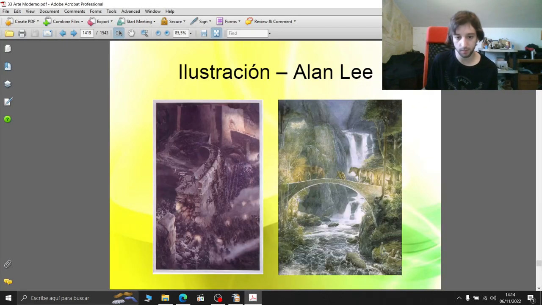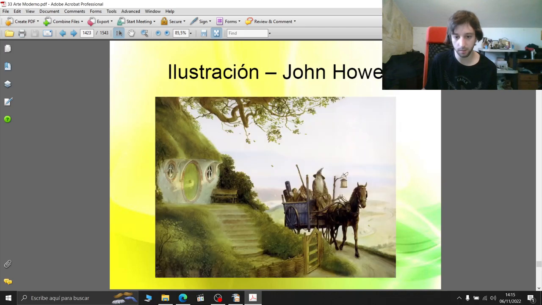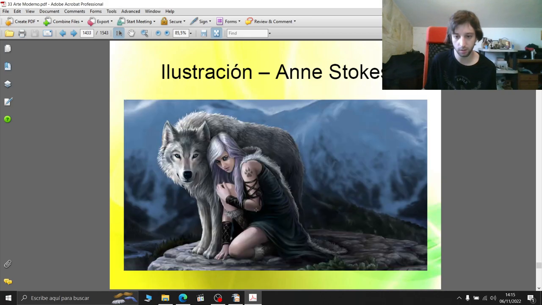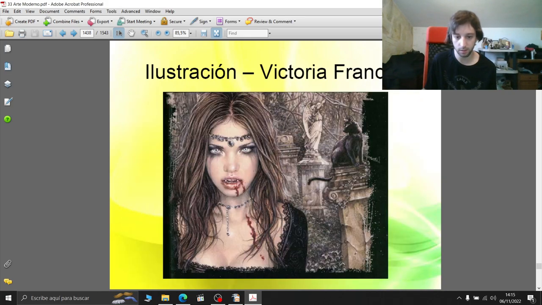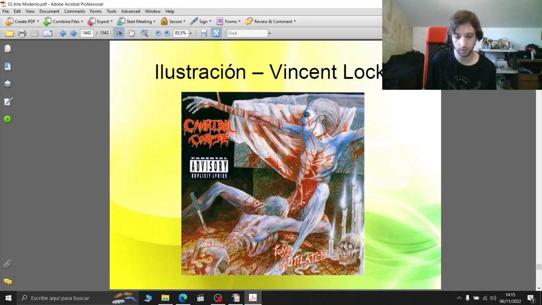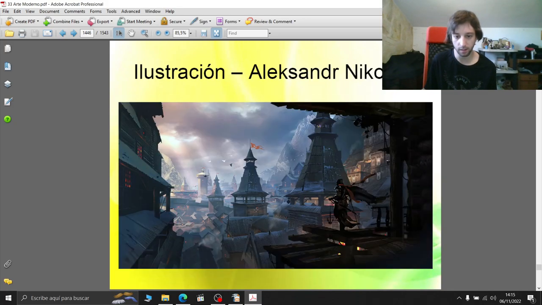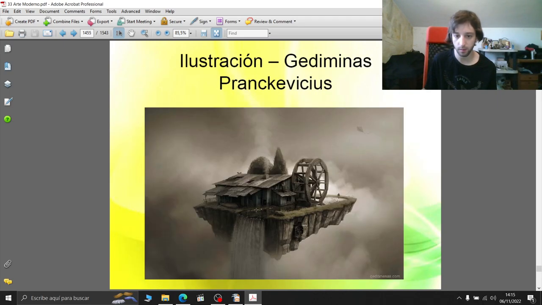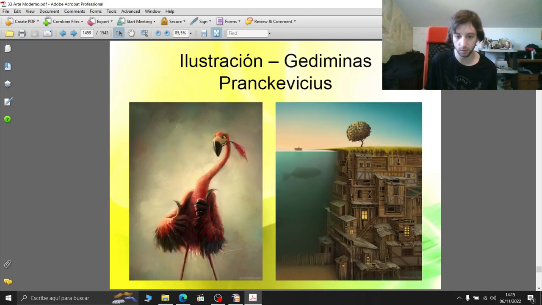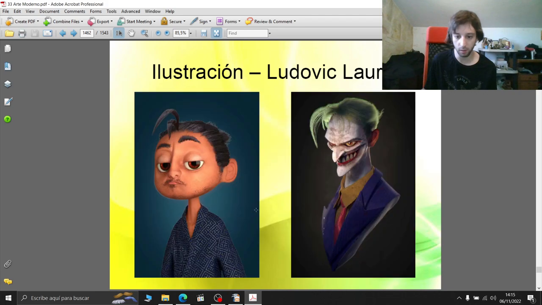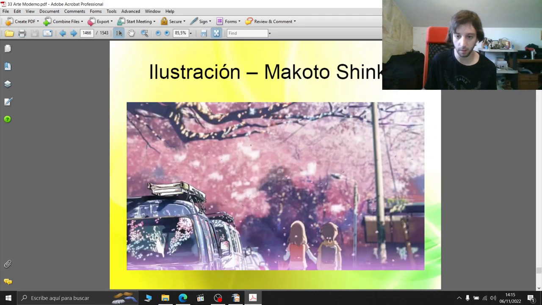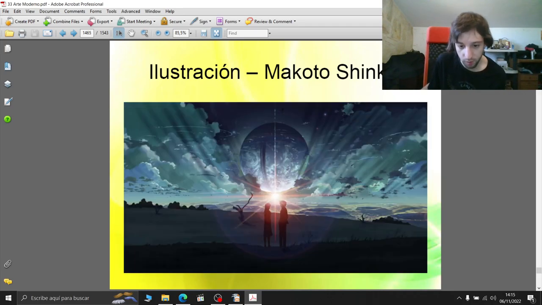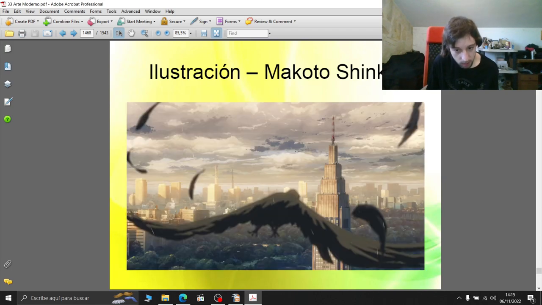Okay, I saw more here. Alan Lee, John Howe, Anne Stokes, Victoria Frances, Vincent Locke, Alexander Nikonov, Benjamin Lacombe, Grady Minas Prankevicius, Ludovic Lauret, Makoto Shinkai. I think this one, Makoto Shinkai, is the one of Studio Ghibli.